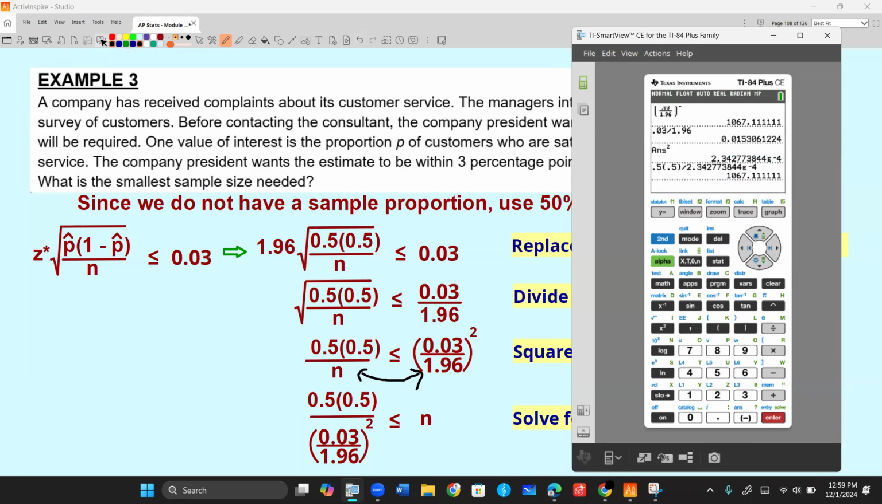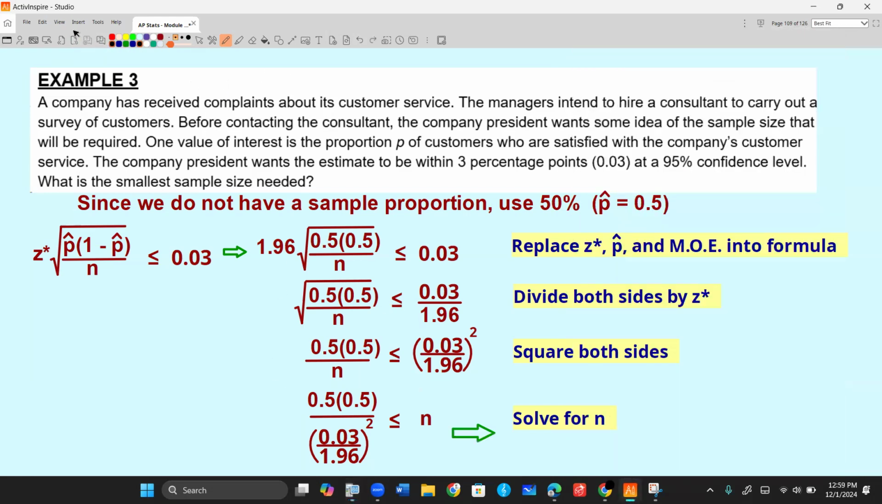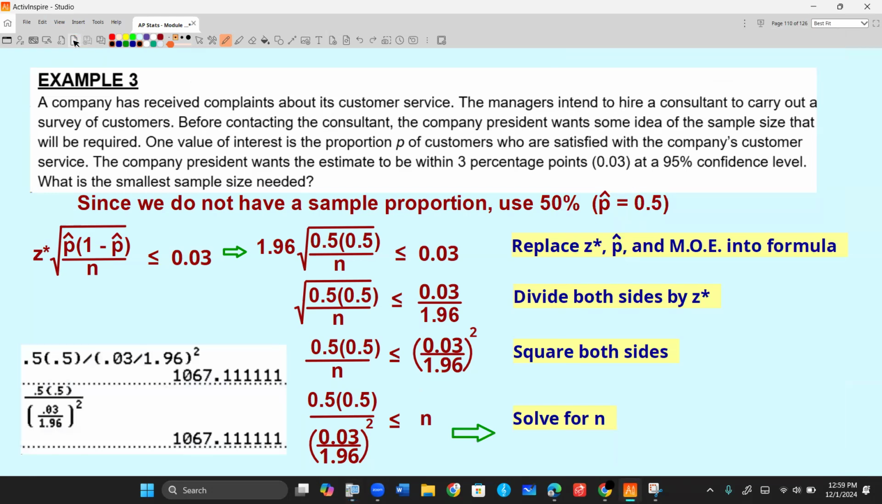Now, in these problems, when we're solving, we don't want to round down. So we actually want to round up because 1067.11 is not going to be quite enough. So we're going to round to the nearest whole number, but always up. Even if it's closer to the one below it, always round up. So 1068 is going to be the smallest sample size in this problem.